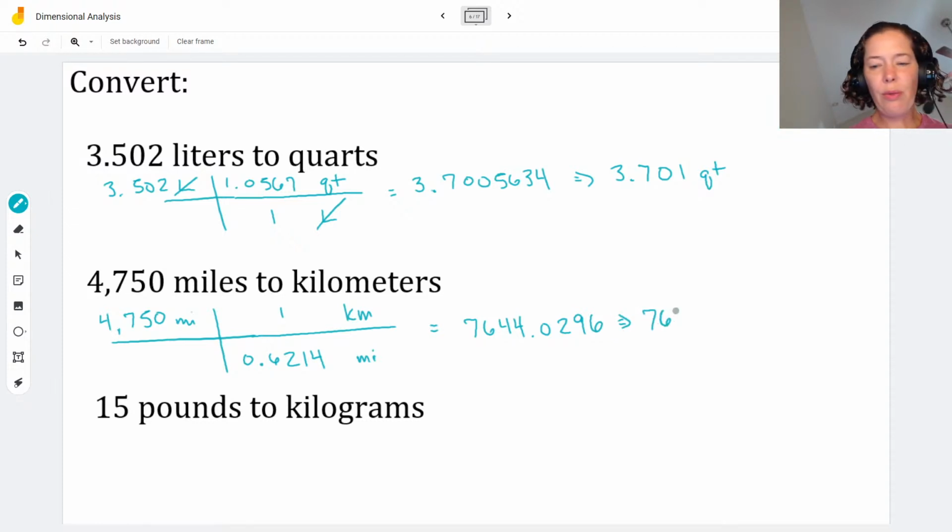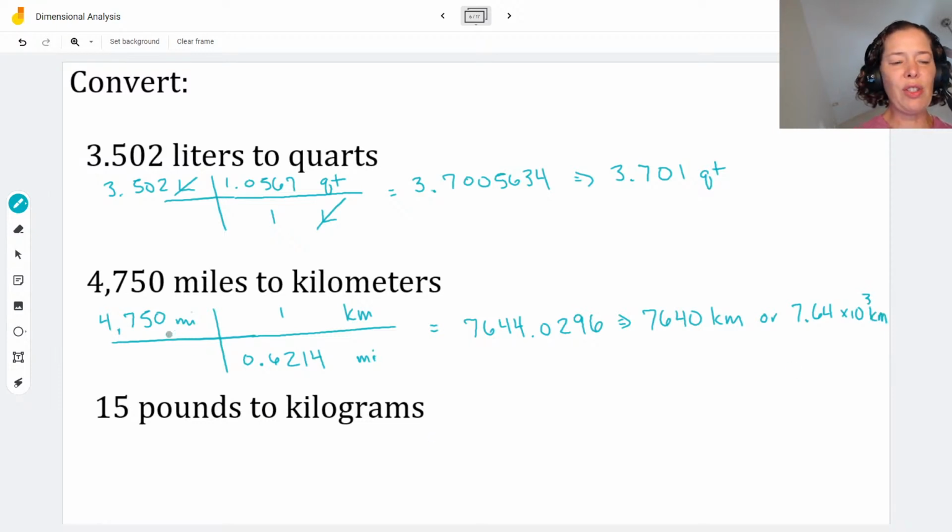So I need to have 3 sig figs in this answer. So I need to round to the tens place. Again, that gives me 3 sig figs. Or, again, you can always do scientific notation times 10 to the 3rd kilometers. Again, let me just write this in. So remember, those miles canceled out, and we are left with kilometers. I really like using scientific notation where I can for these sig figs. I just find it makes it a lot easier. Okay, on to our next one.